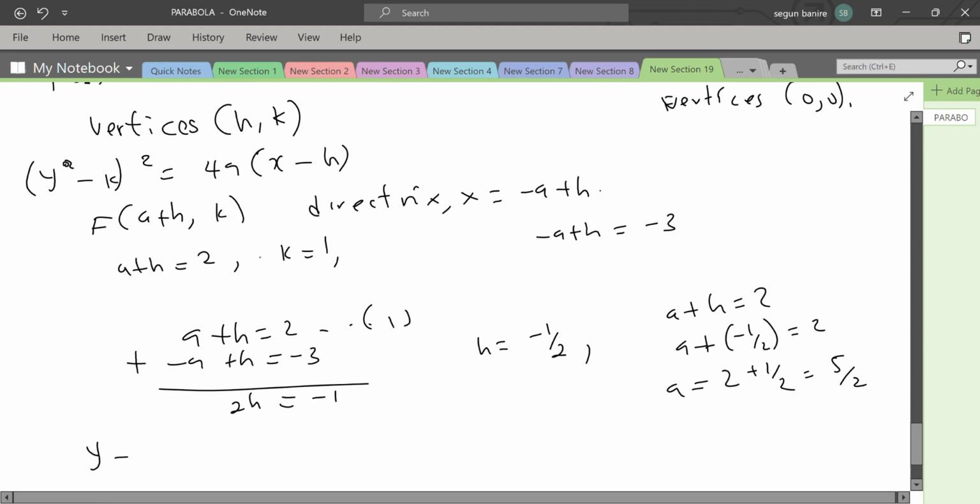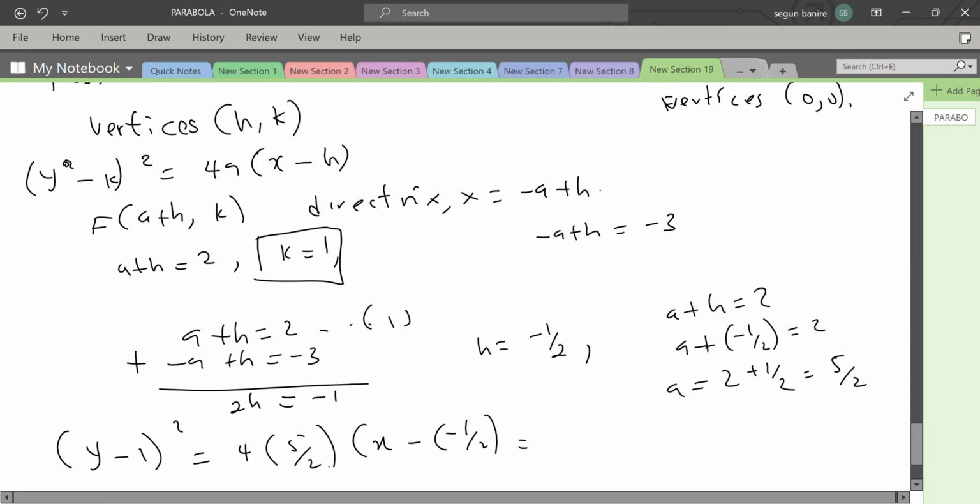So k is 1. So you put 1 here. What is a? 5 over 2. What is h? Minus 1 over 2. 2 cancel 2. You get 2 times 5. That is 10. Then x plus 1 over 2. So therefore, the final answer is y minus 1 squared equals 10 into x plus 1 over 2. And that is for the first one.